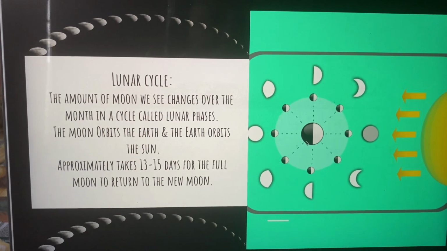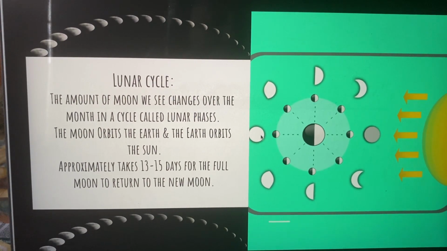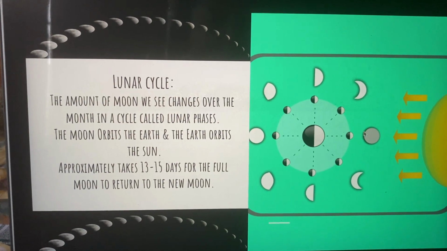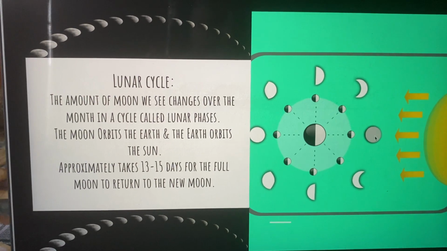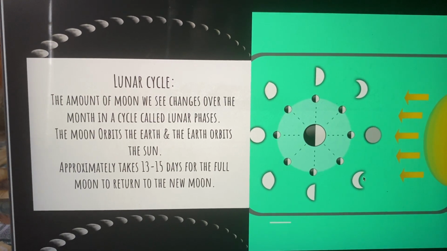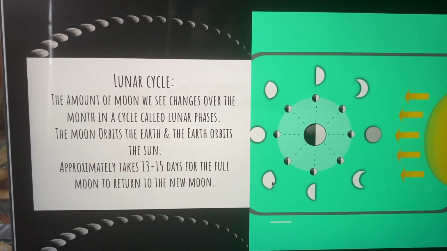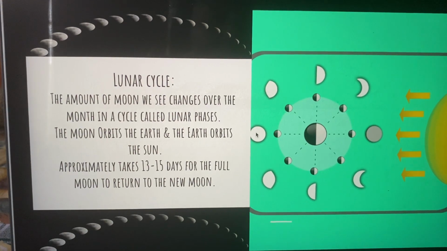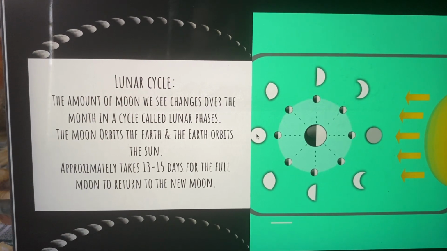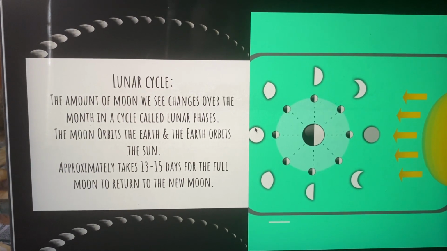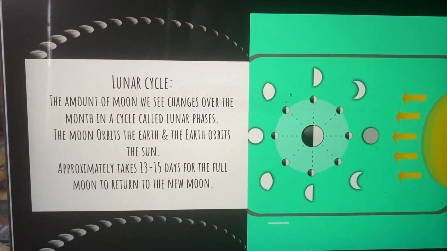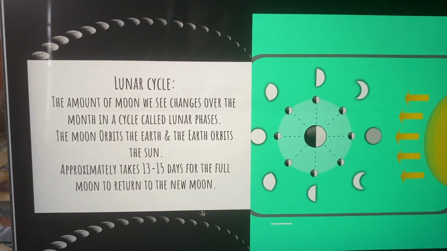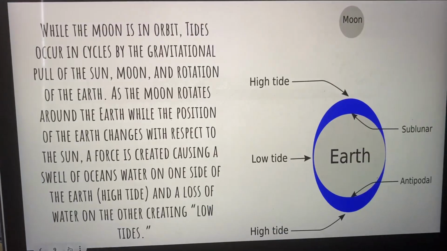So you notice we have the new moon here, and we have the old moon over here that's dark and we can't see. And then gradually, as you see the moon thickening, that takes approximately 13 to 15 days, and then you see the moon thinning, or waning, as we had in one of our vocabulary words. All right, let's go on though.